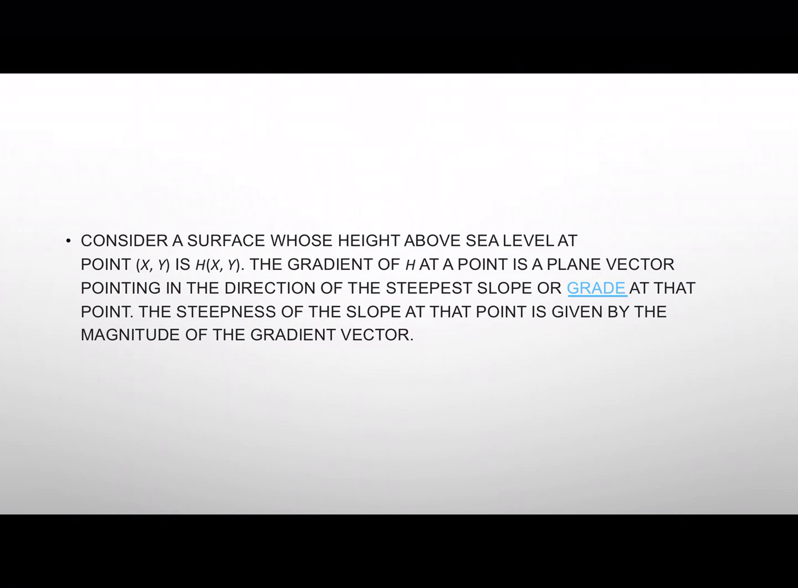Consider a surface whose height above sea level at a point, say x comma y, is h of x comma y. Then the gradient of h at a point is a plane vector pointing in the direction of the steepest slope or grade at that point. The steepness of the slope at that point is given by the magnitude of the gradient vector.